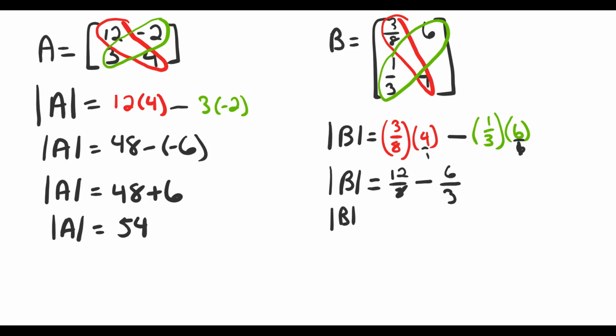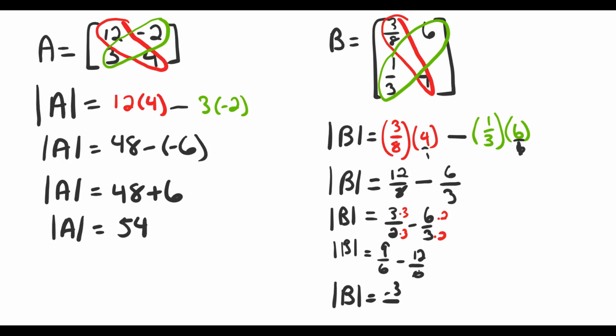So the determinant of B is, let's see here, divide by 4, so that's going to be 3/2 minus 6/3. So the determinant of B, I'm going to find a common denominator, so I'll multiply this one by a 3, multiply this one by a 2. So that's going to be 9/6 minus 12/6. So the determinant of B is equal to a negative 3/6. Simplify that, determinant of B is equal to a negative 1/2.